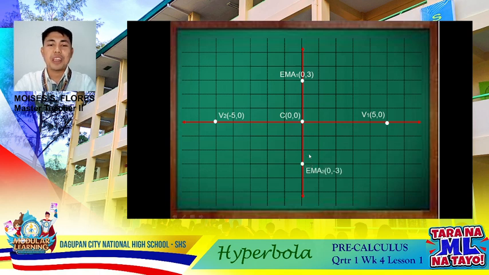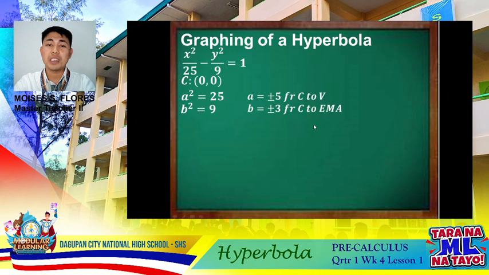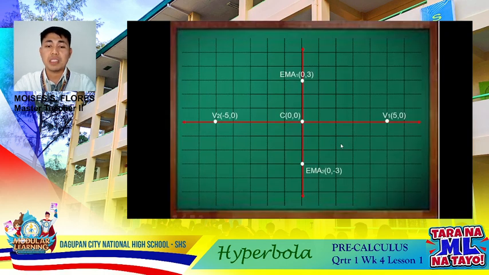Let's continue. After identifying your vertices and co-vertices, let's proceed to solving our c, meaning c squared equals a squared plus b squared, which is 25 plus 9 equals 34. Then extract it. We have positive or negative 5.83, meaning from the center to your foci or focus. Now let's plot it. From the center, we have 5.83 units to the right.